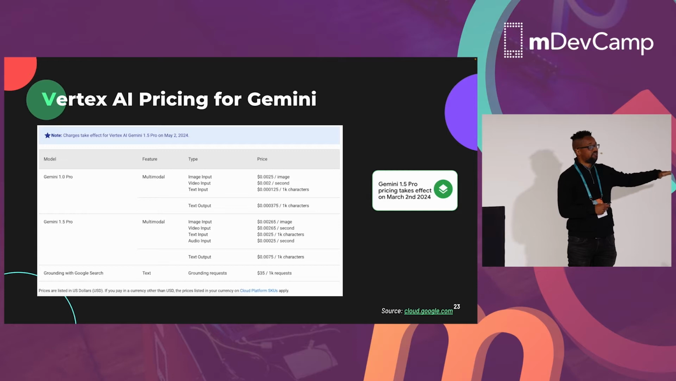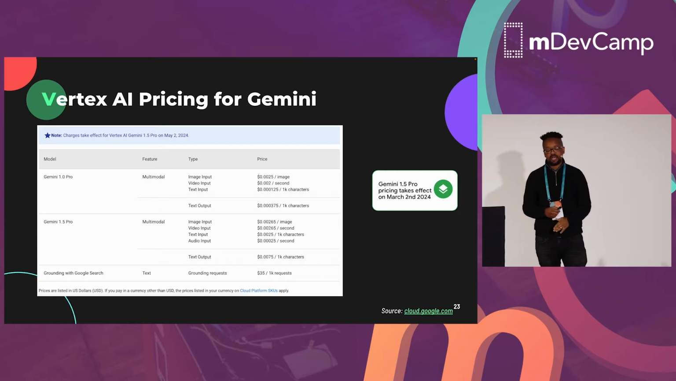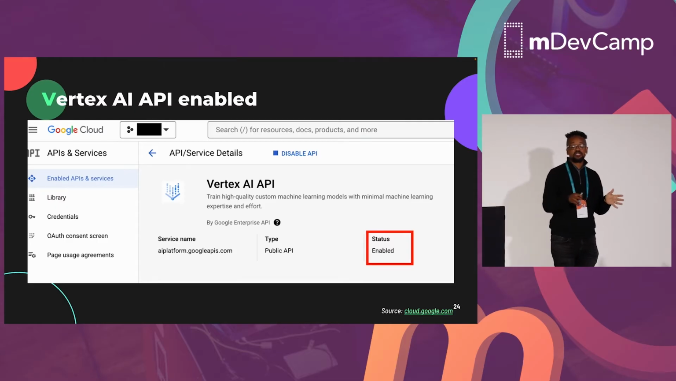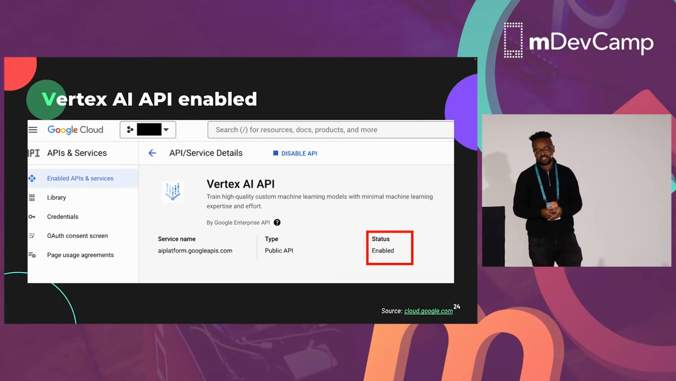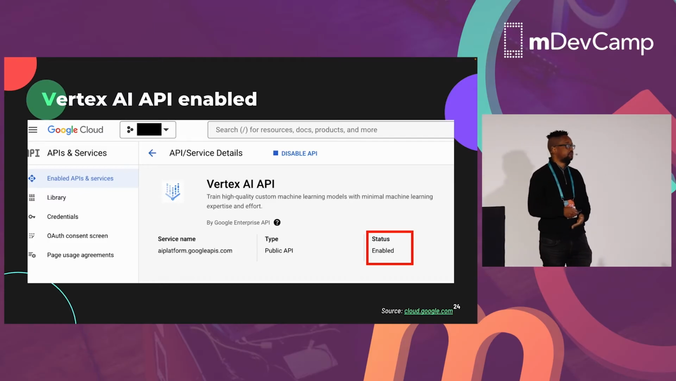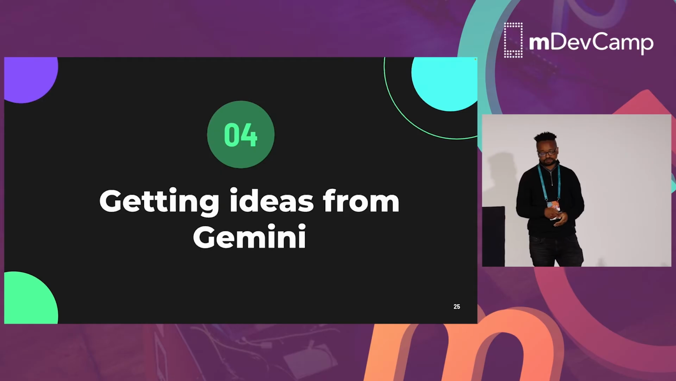We currently don't really have access to Gemini 1.5 Pro as yet. And yeah, so I set up the billing account just so that I could actually start using this. And this is what you will see when it's finally enabled, status enabled on your Google Cloud profile.